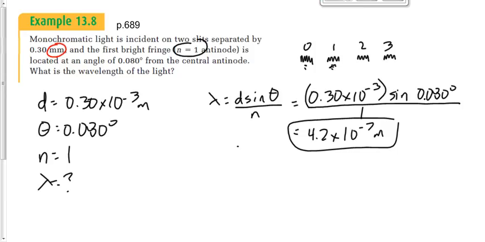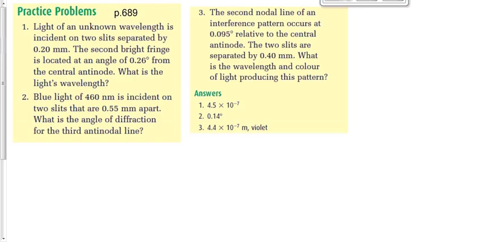No real tricks to that except remembering what each variable is. Remembering what n is, remembering what L is, remembering what little d is, and so on. Let's have a look at those three questions, please, on page 689.